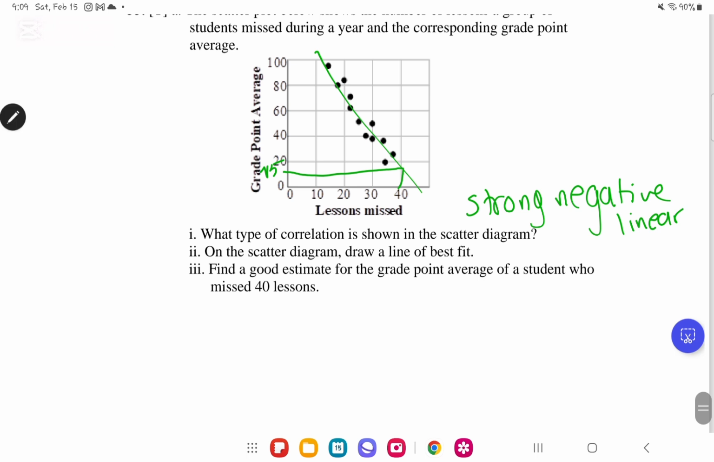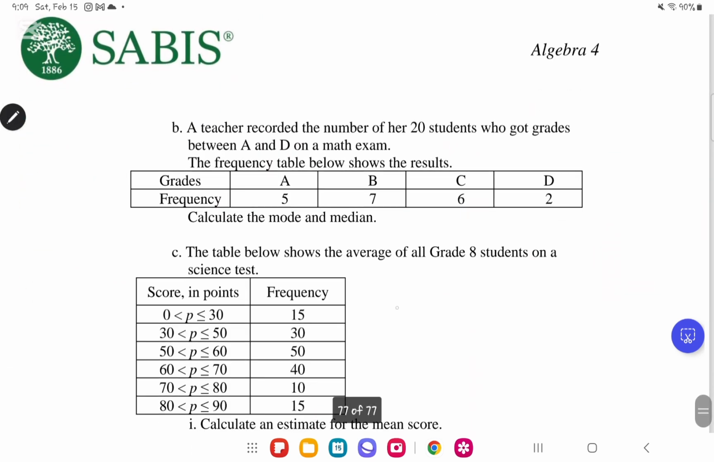So of course you're going to be using a ruler to make it more accurate, but each person gets a different answer. Okay, now we did this, now we move on to part B.